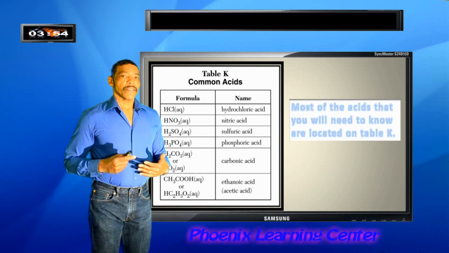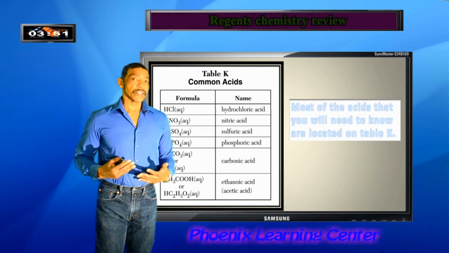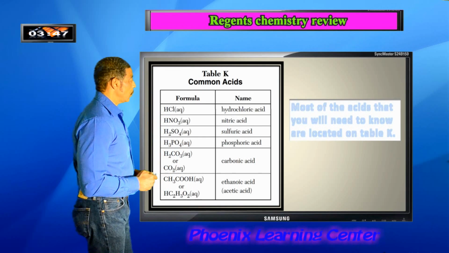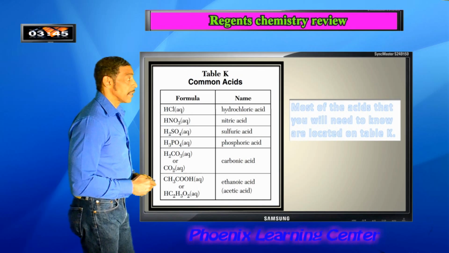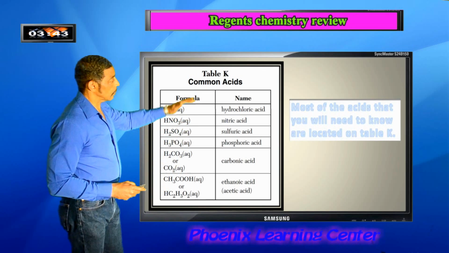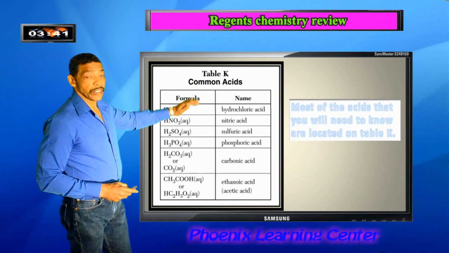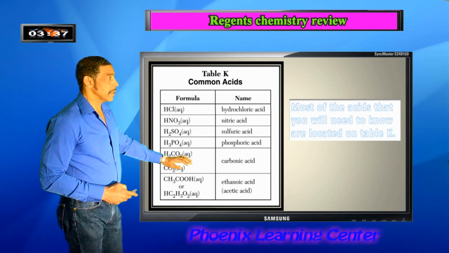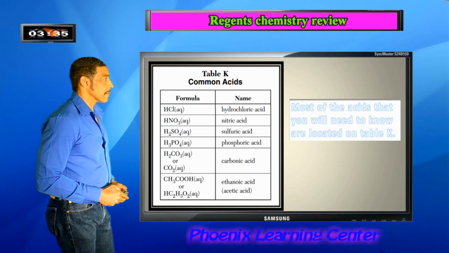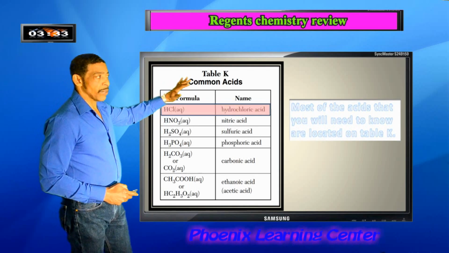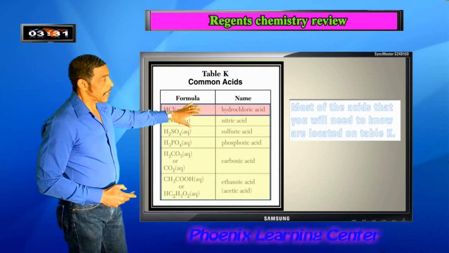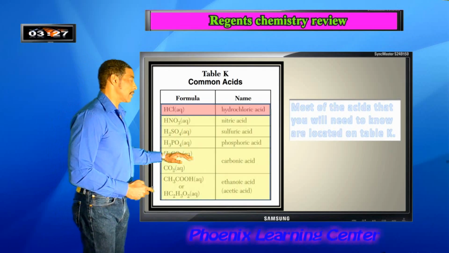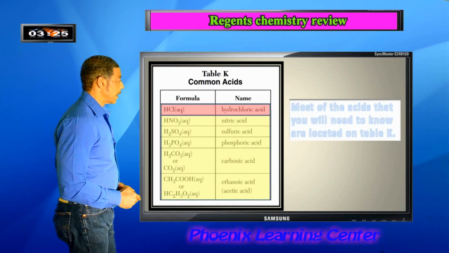Most of the acids that you will need to know, however, for the Regents exam are located on Table K of your Regents chemistry reference tables. And by the way, these acids are listed in order of decreasing strength. So the weakest acid on this table is ethanoic acid. HCl is a binary acid. The other acids are all called ternary acids, and acetic acid is called an organic acid.